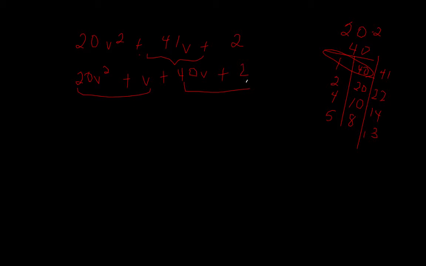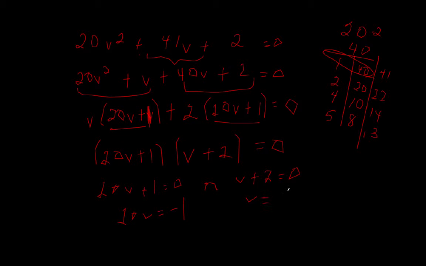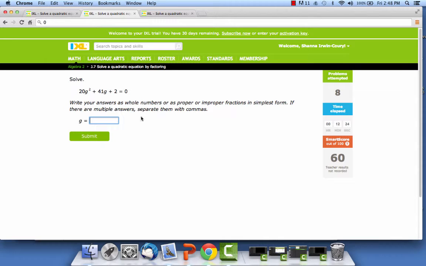Over here, take these. So, factoring out the blah, v times blah divided by blah, 2 times blah divided by blah. So minus 2, or minus 1 over 20.